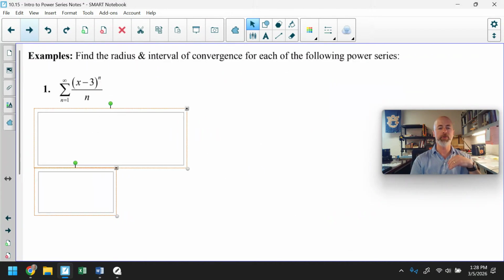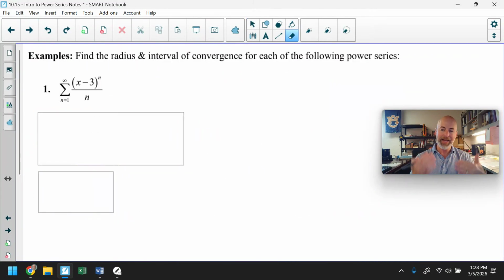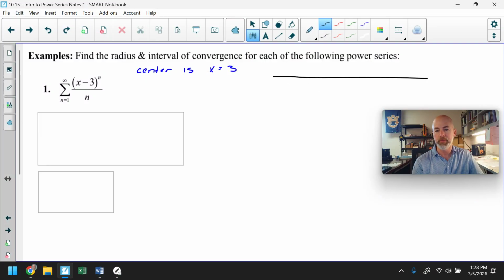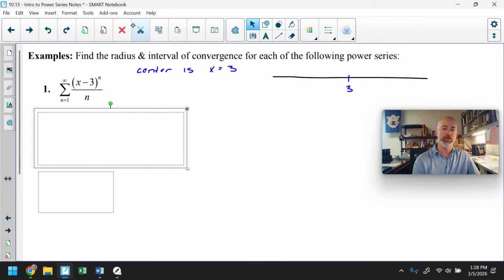So let's look at a few examples, and before I dive into the ratio test, I'm always going to stop and wonder, is this a geometric series? This one is not. It's x minus 3 to the n over n. That over n is screwing up the geometric series. I am going to go ahead and make a note that the center of this series is x equals 3. You can call it c equals 3 if you want to. And so I'm going to draw a number line here for a second, and I'll explain why in a minute. I am centered at x equals 3. So there's my center.